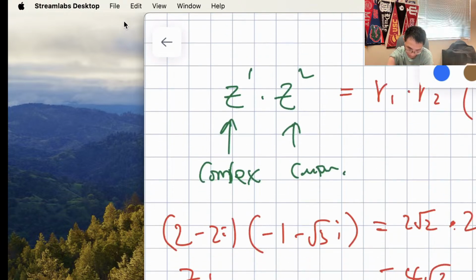I'm going to do this on the side. 7 pi over 4 plus 4 pi over 3. This is 3 over 3, this is 4 over 4, so it'll be 12. 21 plus 16 is what? 37 pi. So it'll be cosine of 37 pi over 12, plus i sine of 37 pi over 12.